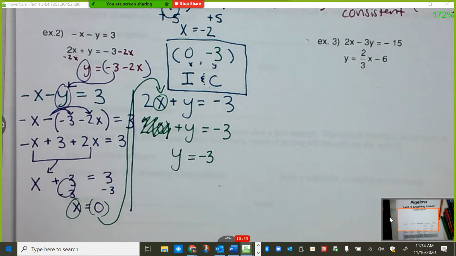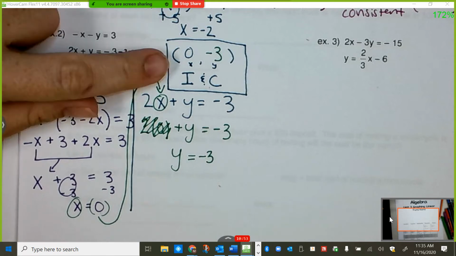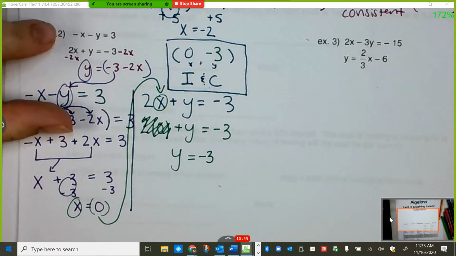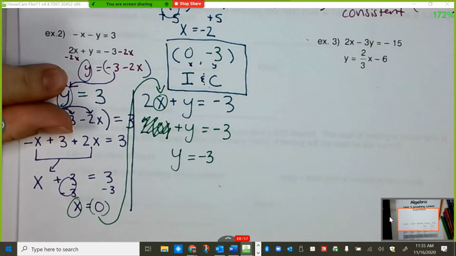No. Huh? Then you made a mistake somewhere. Huh? Well, I'll look at it with you in a minute, but it's negative 3, not positive 3. And it has to work in both equations, not just one of them.